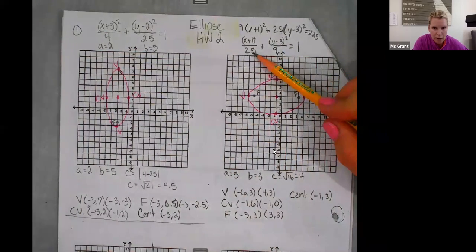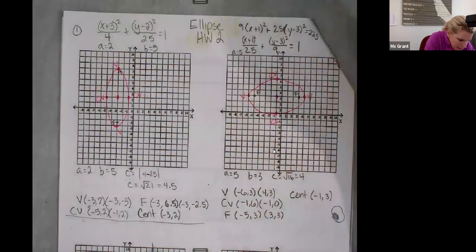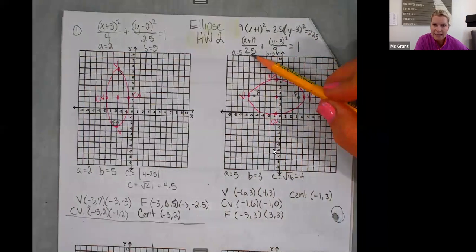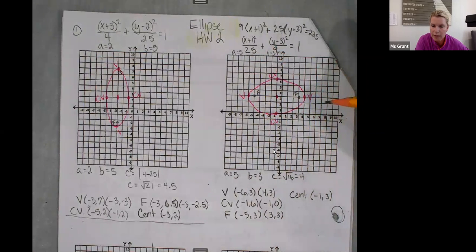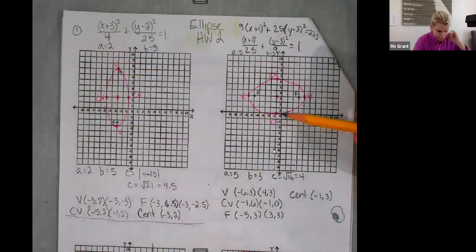Because 25 is the bigger number, A equals 5, B equals 3. The 5 is underneath the x. That means it's a horizontal axis. So it's going to go this direction, right to left. I go to my center. I go 5 to the right, and I go 5 to the left, and I make my vertex. Then for my co-vertex, I look and I say, hey, it's 9. Well, the square root of 9 is 3. So 3 up and 3 down.